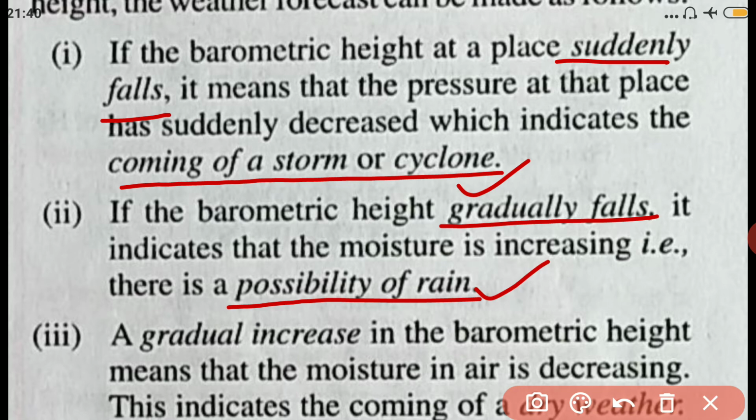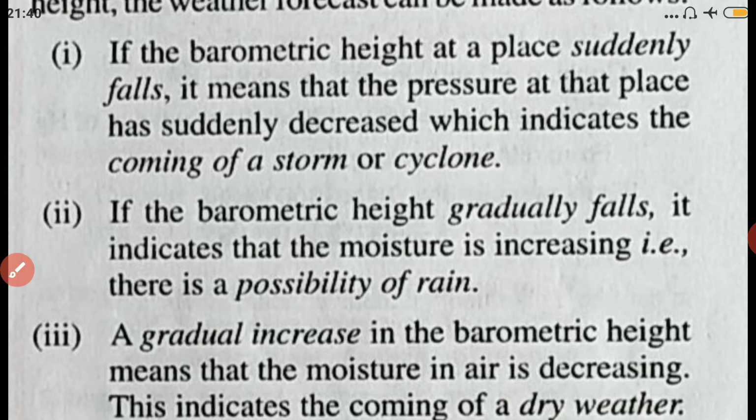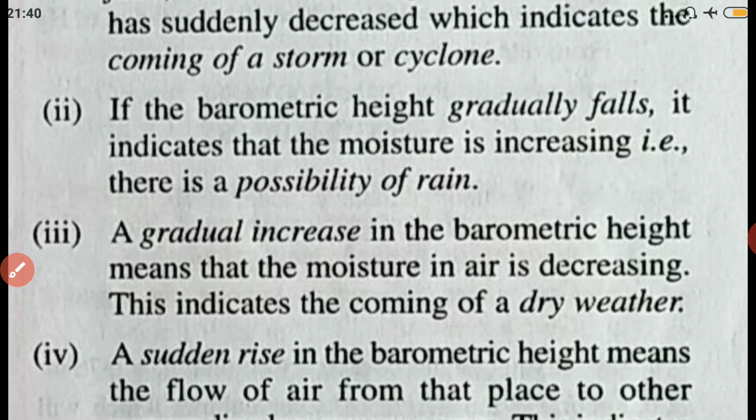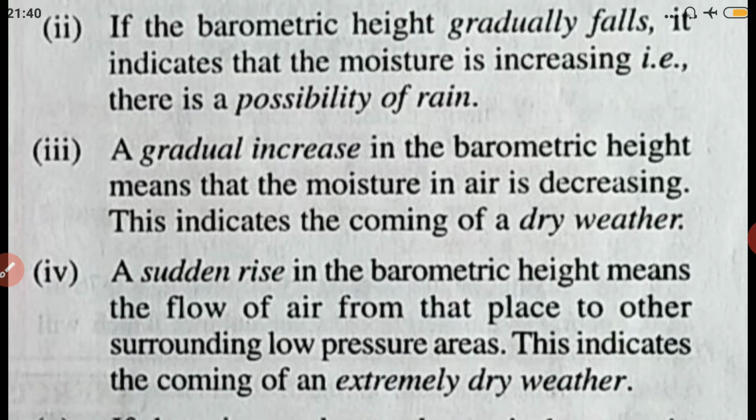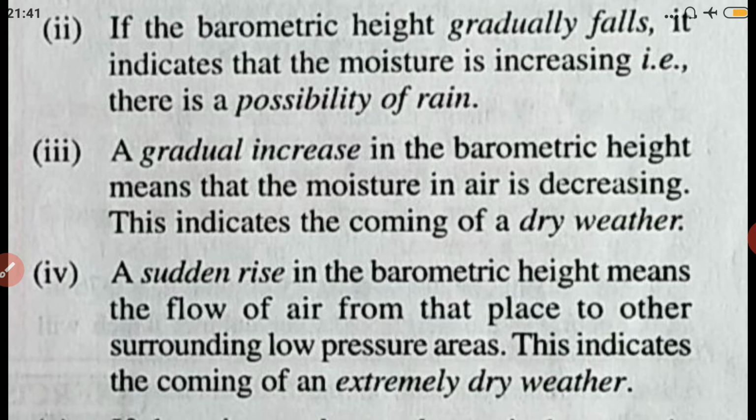Now, just the opposite of this, point number three, the gradual increase in the barometric height means that the moisture in air is decreasing. This indicates a dry weather. Number four, a sudden rise in the barometric height means the flow of air from the place to other surrounding low pressure areas. This indicates coming of an extremely dry weather. So that is the sudden rise in the barometric height.